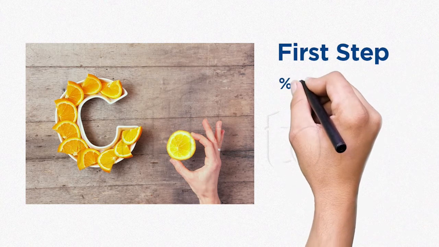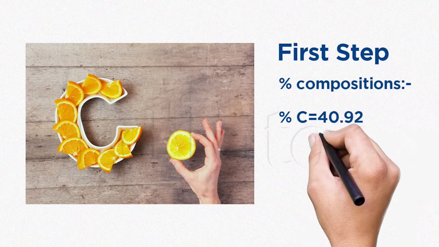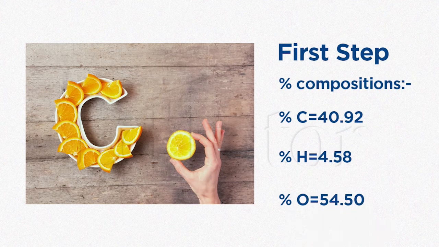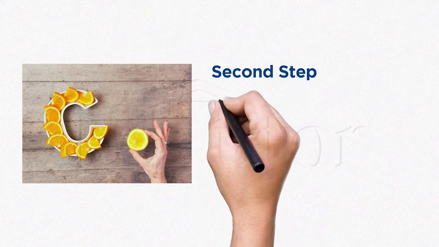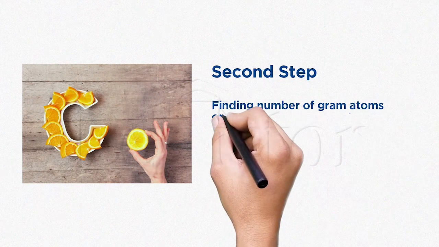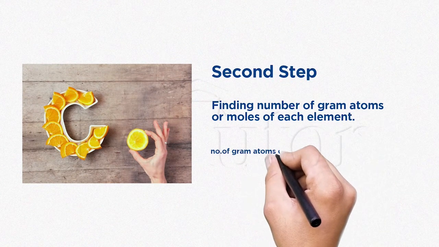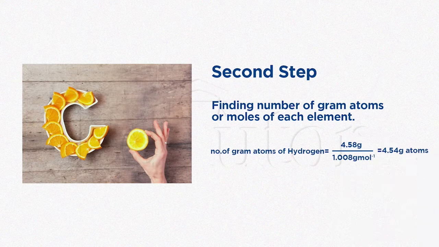To solve this example, let's begin with the first step, that is to find the percentage composition, which is already given to us in the data of this question. Can you see it? 40.92% of carbon, 4.58% of hydrogen, and 54.5% of oxygen. The second step involves the determination of the number of gram atoms of all the elements individually.